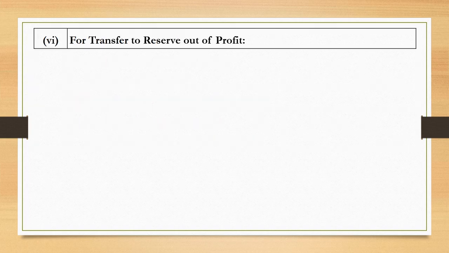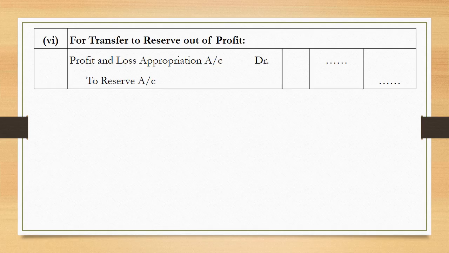When you transfer some amount of profit to reserve, profit and loss appropriation account needs to be debited, and that particular reserve is to be credited. Profit and loss appropriation account debited to reserve account.